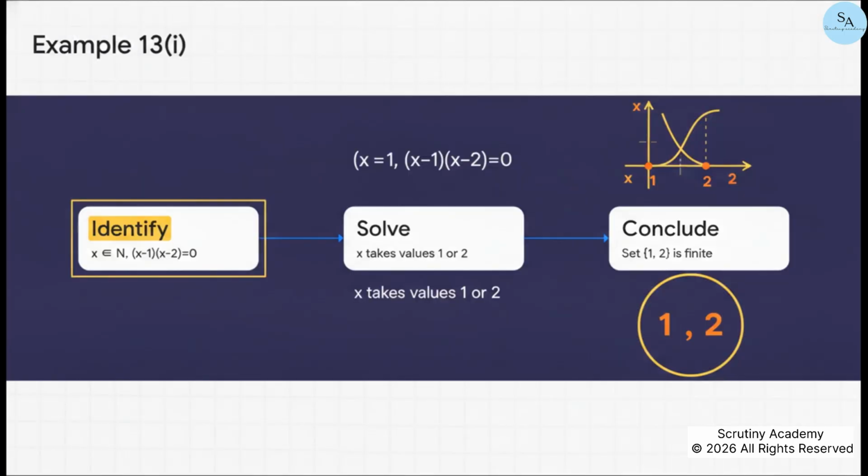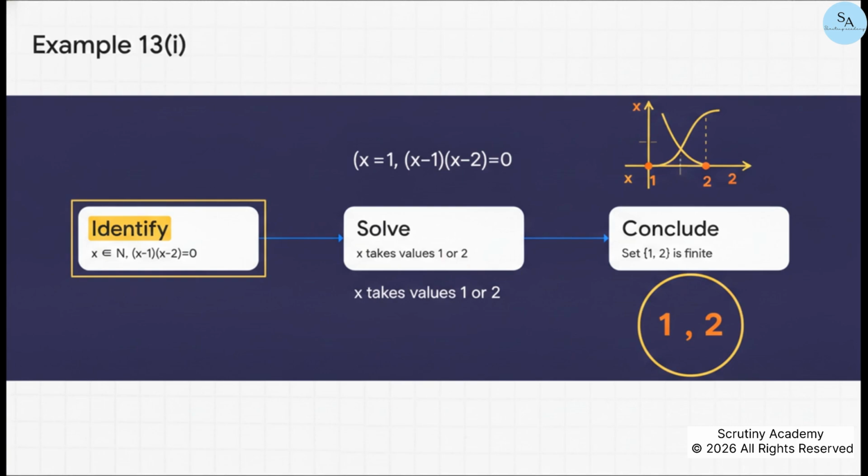Okay, let's step it up to a medium example. Now, before we even look at the algebra, picture a visual shape in your head, a graph showing a curve that crosses a horizontal line at exactly 2 distinct points. That visual pattern alone tells us right away we are looking for a limited, finite number of answers. Okay, now let's read the equation.